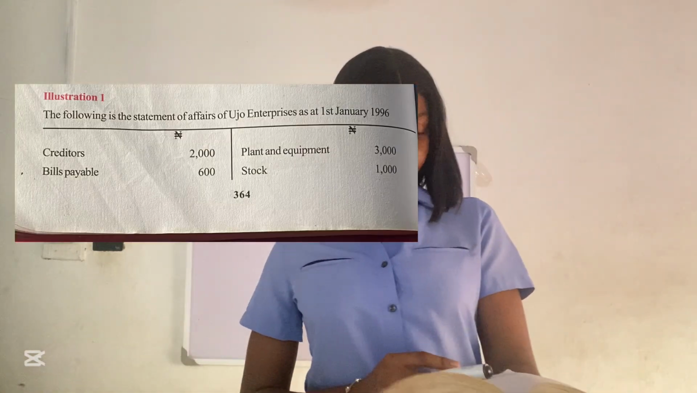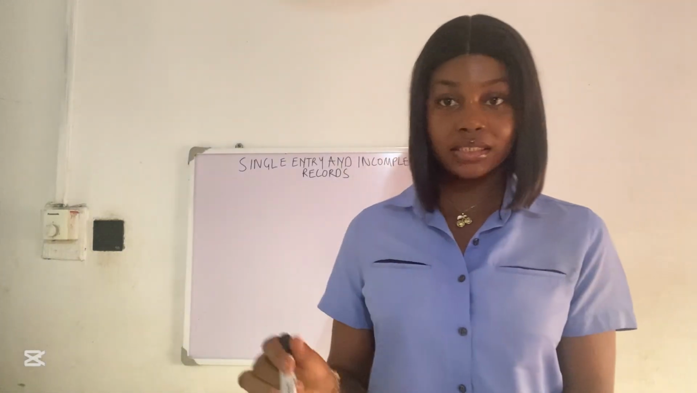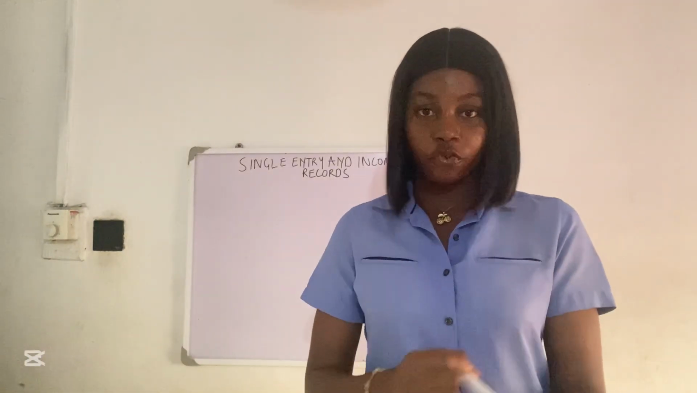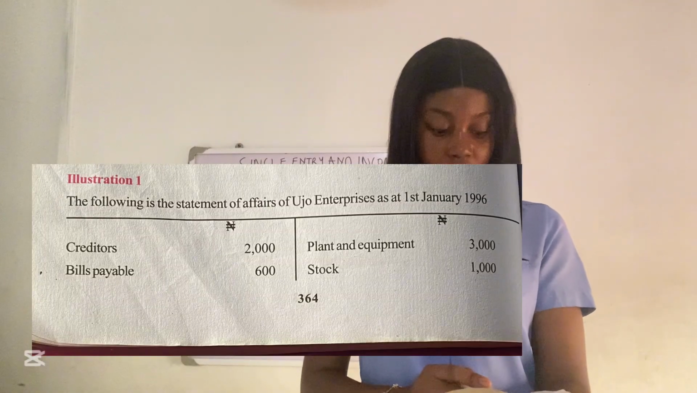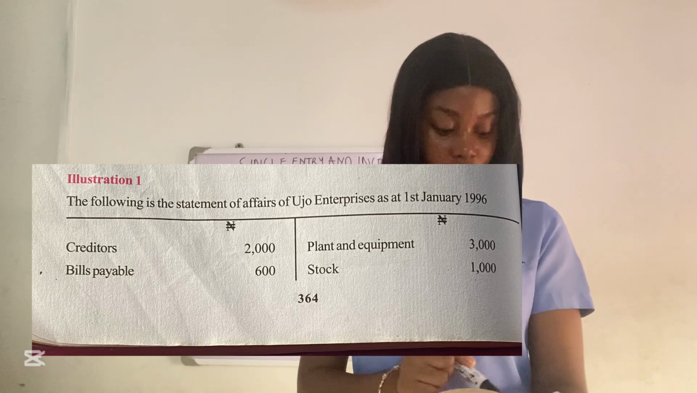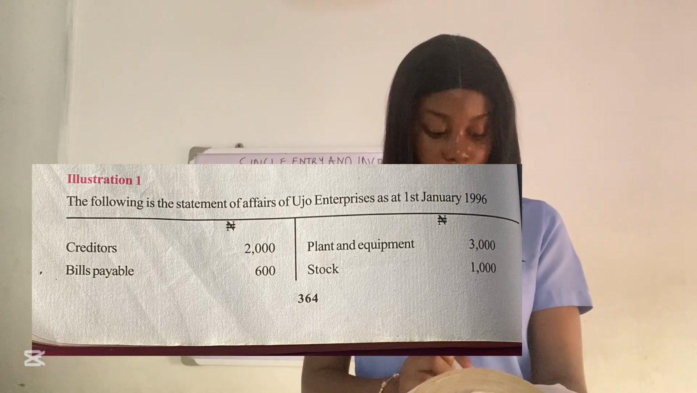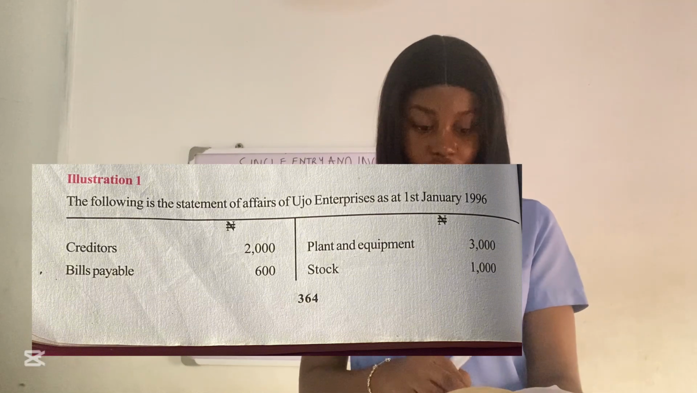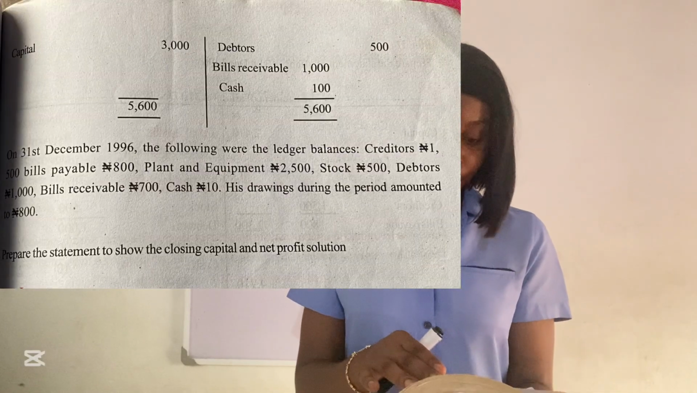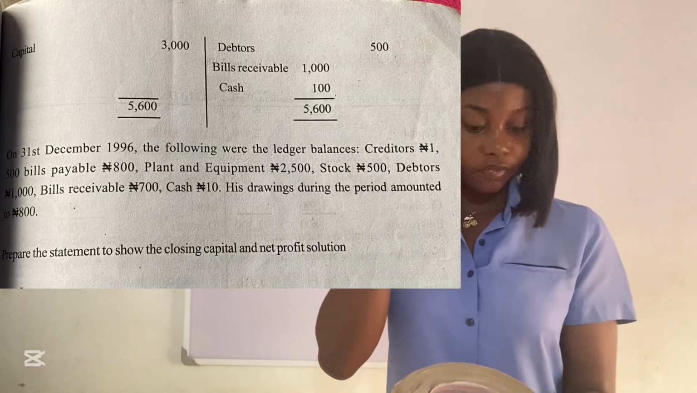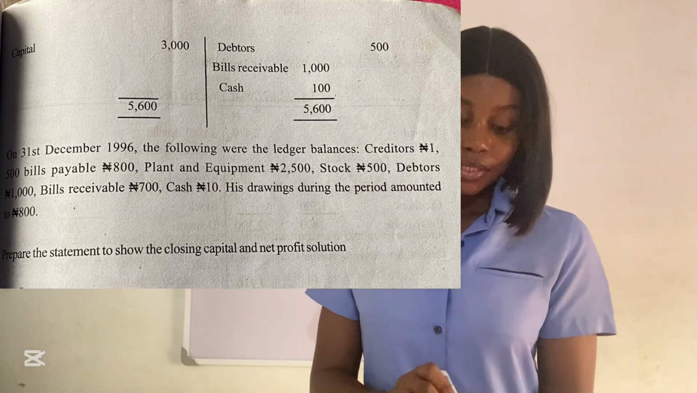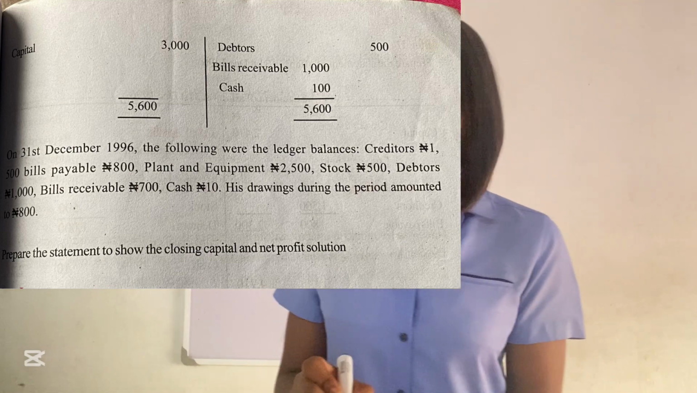So it says the following is the statement of affairs of, I guess maybe when I'm editing this video, I'll just put it around this side so you guys can follow it more easily. The following is the statement of affairs of Ujo Enterprises as at 1st of January 1996. All these creditors, bills payable, plant and equipment, stock, exactly. So this 1st of January is telling us, okay, wait. On the 1st of December the following were the ledger balances: creditors 1,500, bills payable 800, plant and equipment 2,500, stock 500. Prepare the statement to show the closing capital and net profit solution.